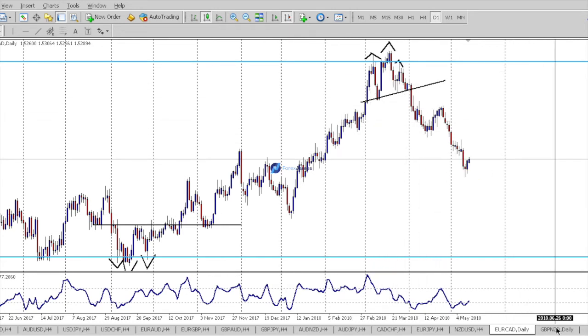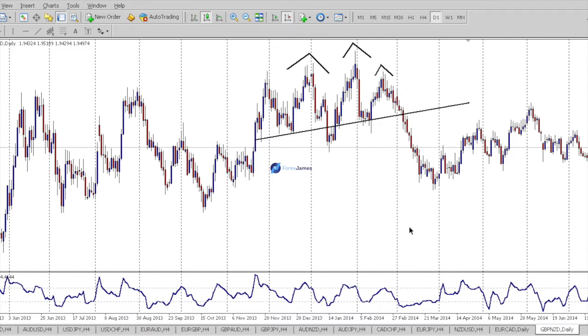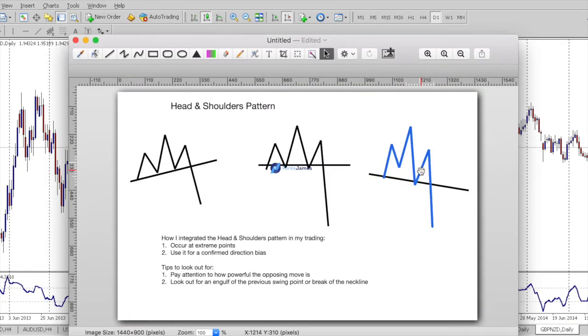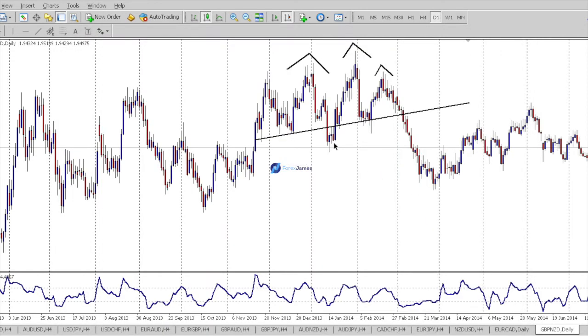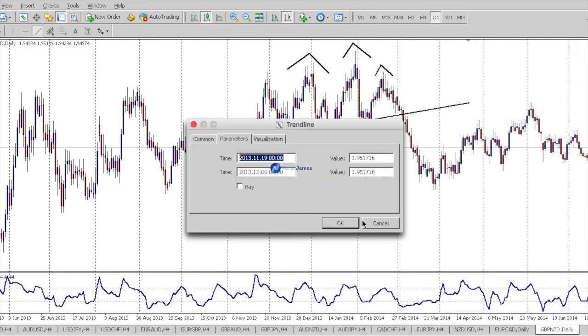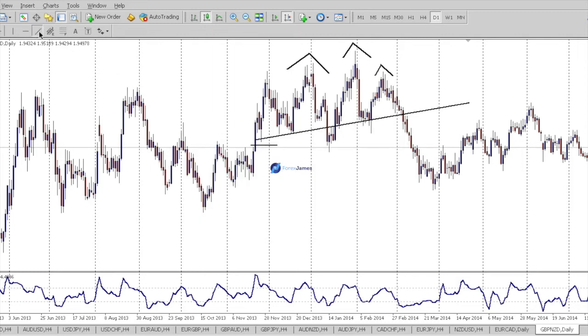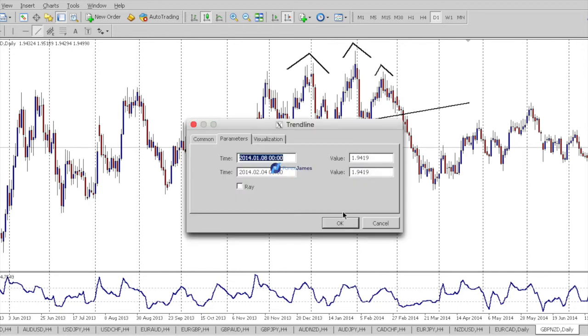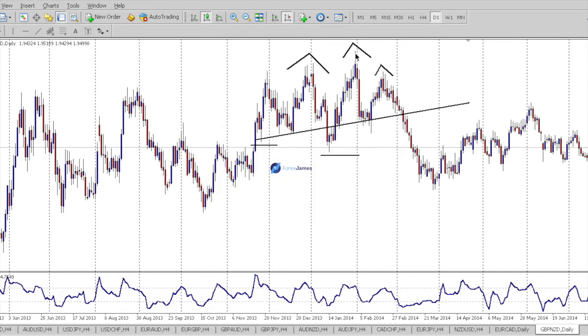Let's take another look on the pound kiwi. The pound kiwi is more of this variable here, right? As you can see here, this left shoulder actually already made a new low. It broke the previous swing low here, right? But however, it made another high.